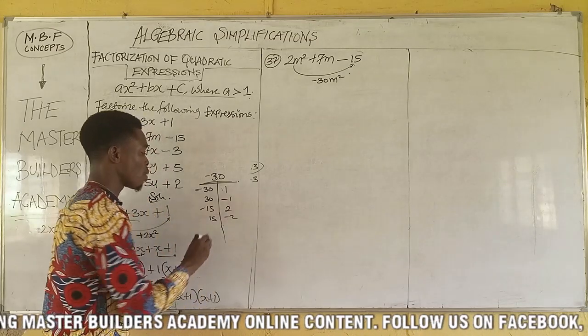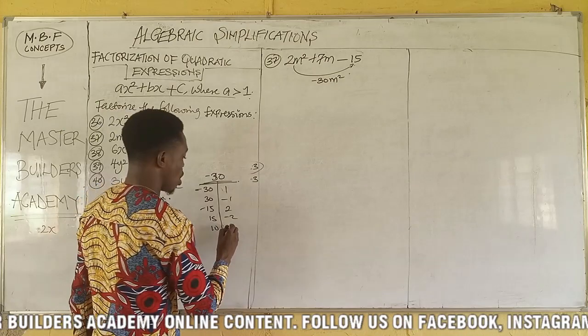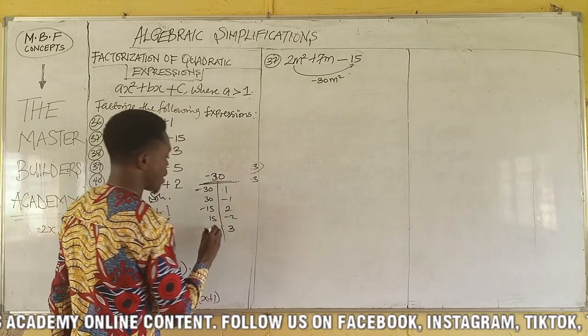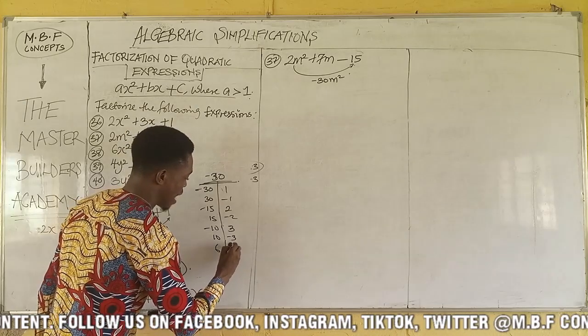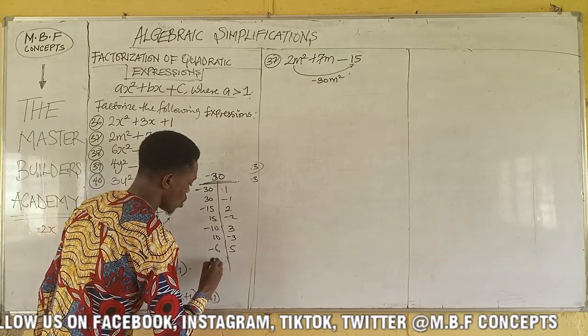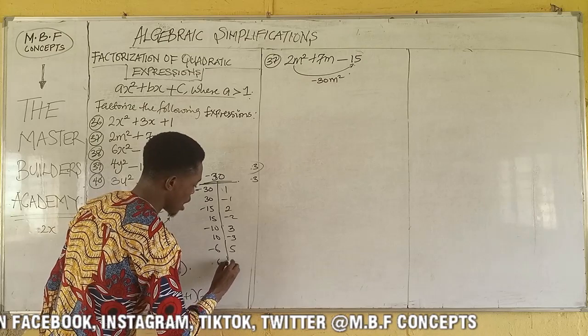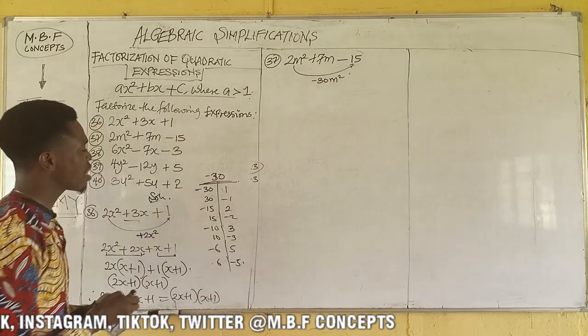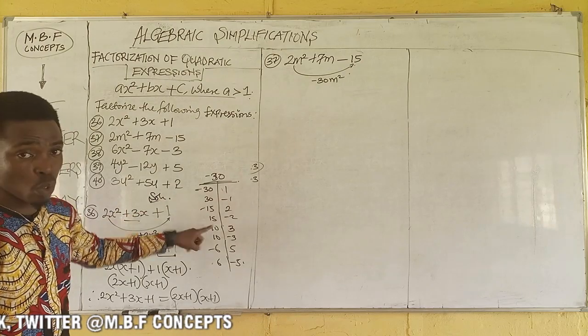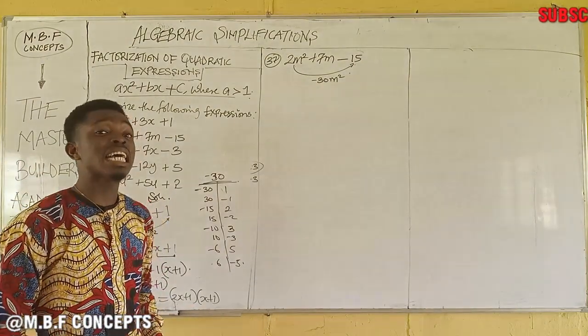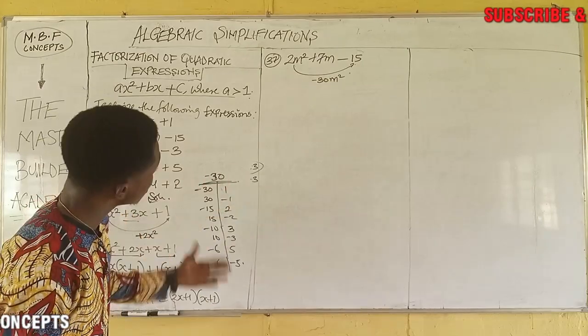Then also we have 10 by what? 3. So it's either minus 10 or positive 10 to minus 3. Then we have 6 times 5. It's either minus 6 or positive 6 and minus 5. So guys, when you look at the factors of minus 30, we have about 8 factors. And understand that only one of these factors will be suitable for this question.